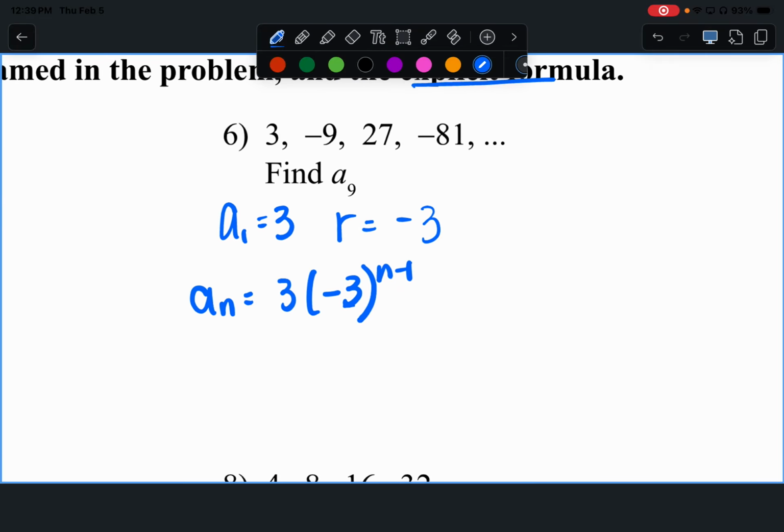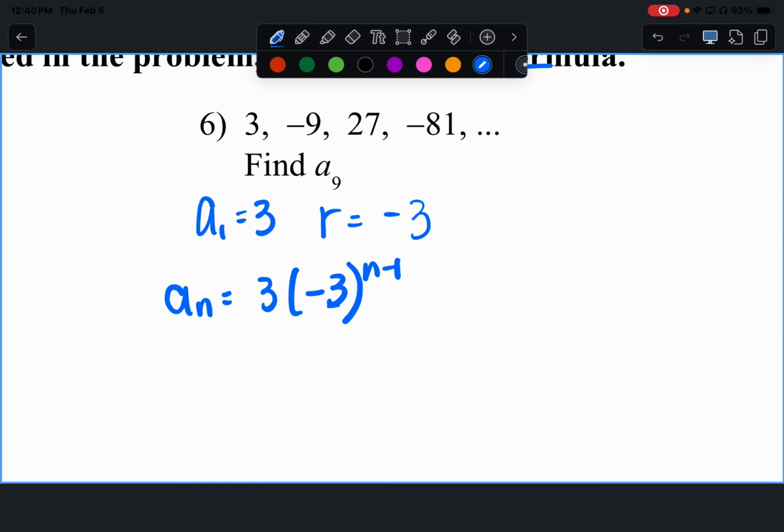Then it asks us to find specifically which term. 9. So we're going to plug in 9 for n. So 3 times -3 to the 9 minus 1. What is that? 19,683.